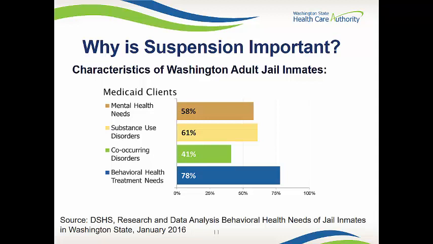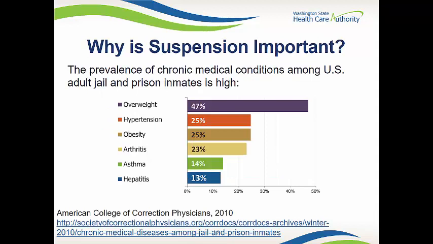As you can see here, 78% of incarcerated individuals have behavioral health treatment needs and 61% have substance use disorders. The actual numbers are not important, but the high percentages are telling. Some of the chronic medical conditions in the U.S. include overweight, arthritis, and hepatitis. For more information, the link is included on this slide.